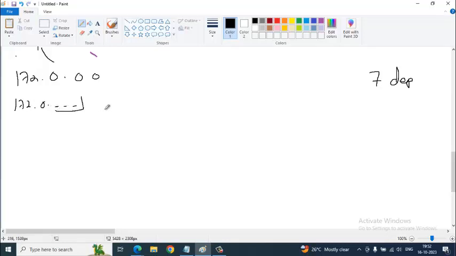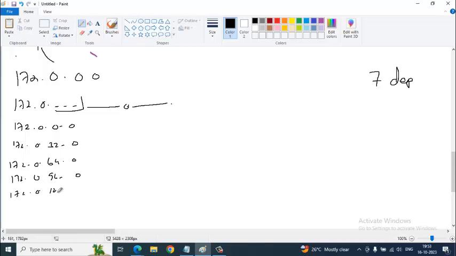172.0.0.0, 3 bits you borrowed. Yes. And then because you borrowed 3 bits: 172.0.0.0, 172.0.32.0, 172.0.64.0, 172.0.96.0, 172.0.128.0, 172.0.160.0, 172.0.192.0, and it is going to be 16 plus 3 is 19, slash 19. All are slash 19.